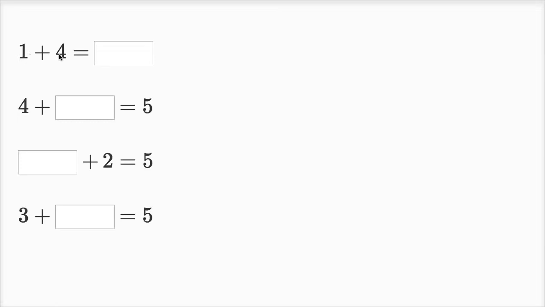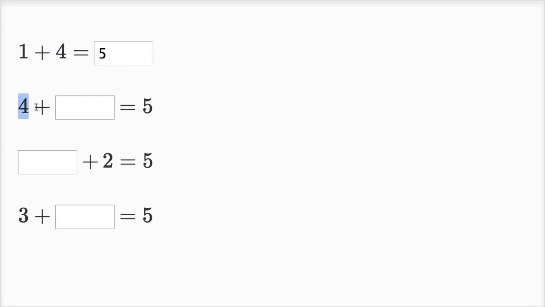So on the left-hand side of this equation, we have 1 plus 4. And that is equal to, well, 1 plus 4 is 5. If we take 4, and if you add 1 more, you're going to have 5. So now we finished that one, because 1 plus 4 is the same thing as 5.